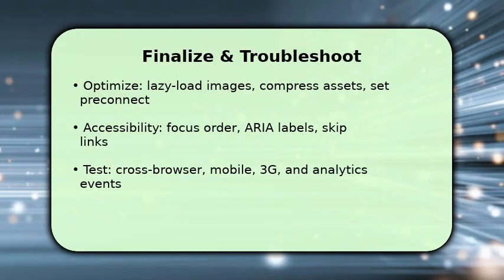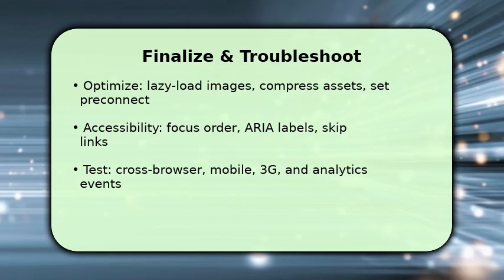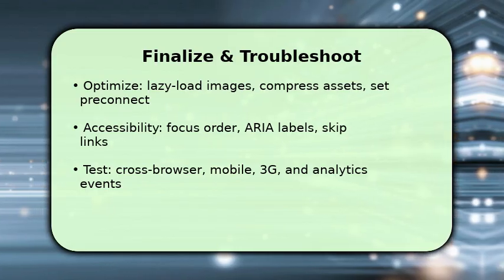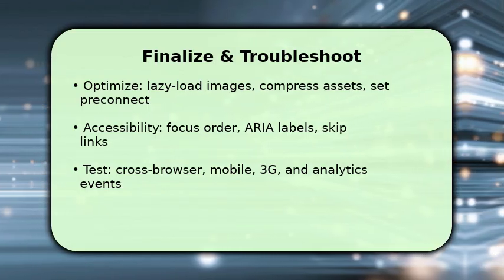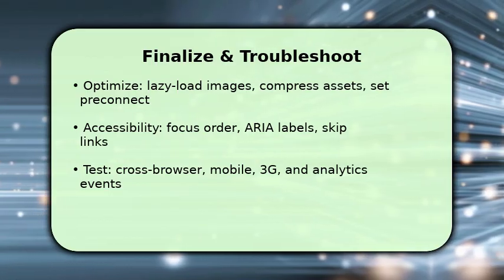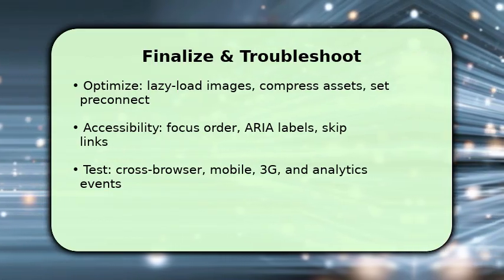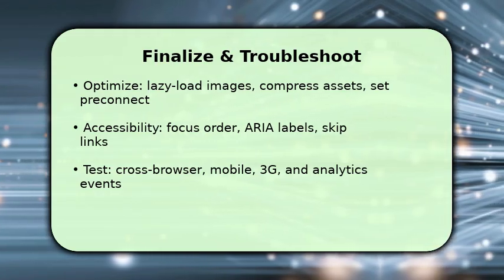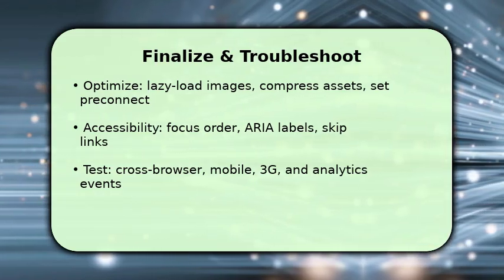Lazy load images, compress assets, and set preconnect for critical domains so load time drops. Then verify accessibility, check focus order, area labels, and include a skip link or accessible close control. Next, run cross-browser and mobile tests, including slow network scenarios, and ensure analytics events fire for impressions and clicks.